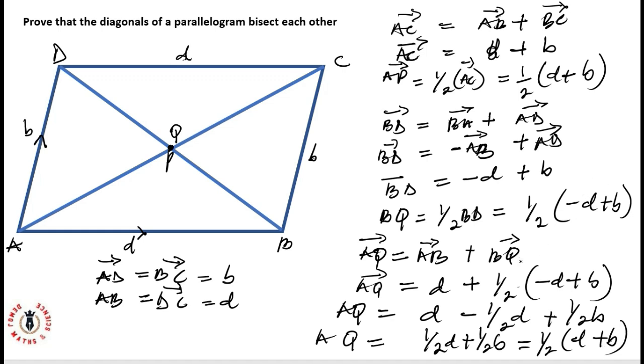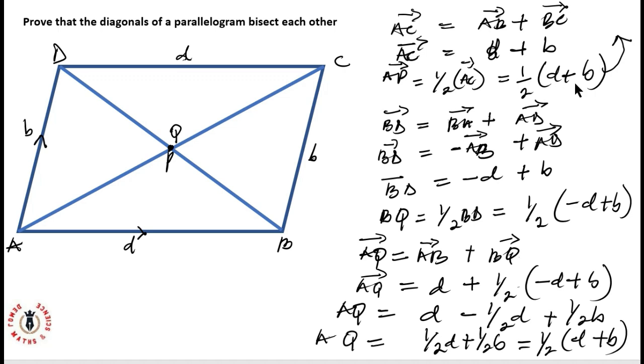Now, we've been able to establish that both bisect each other. Why? Because obviously, from our equation here, we have that AQ is equals to half B plus D. And also on our equation here, we have AP is equals to half B plus D. So we've been able to show that AQ is equals to AP. So they bisect each other.